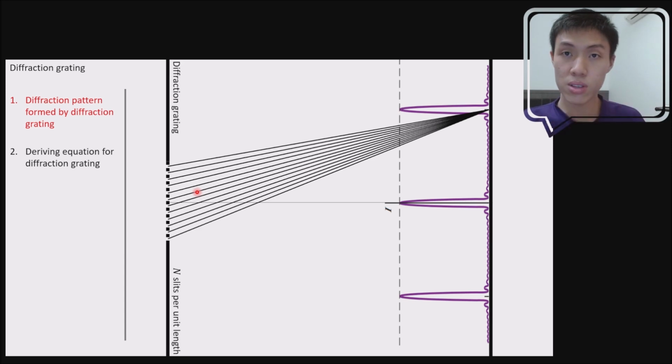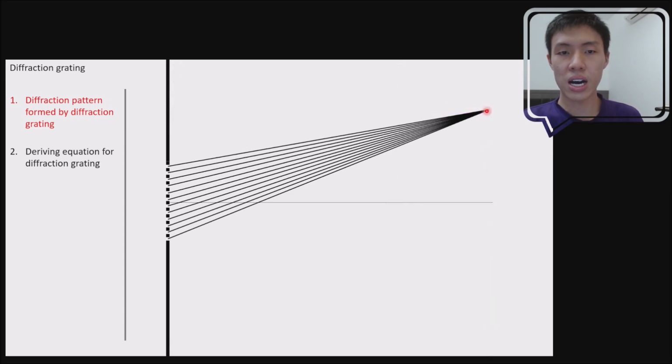So that's why the resultant will be a very strong maxima, a very intense bright spot on this spot over here. So why is it true that you get a constructive interference here? We might need to zoom in and look at it near this side over here.